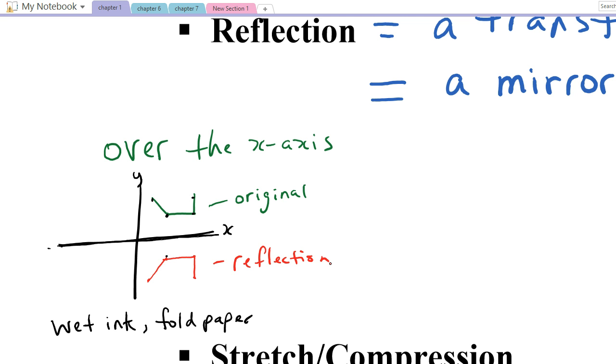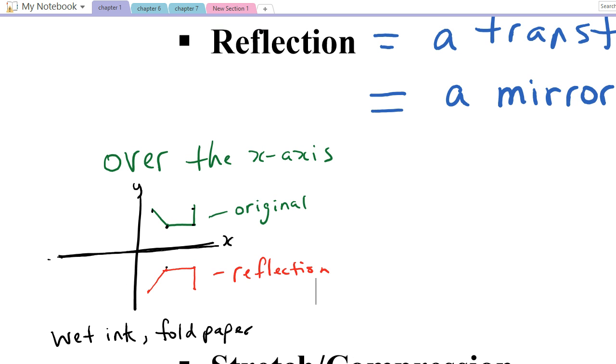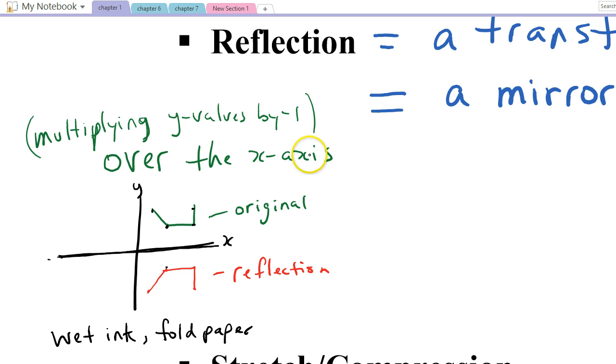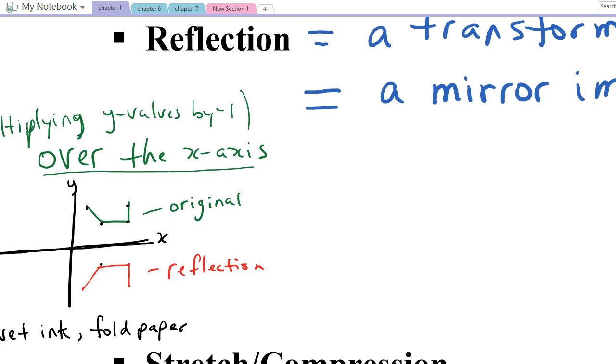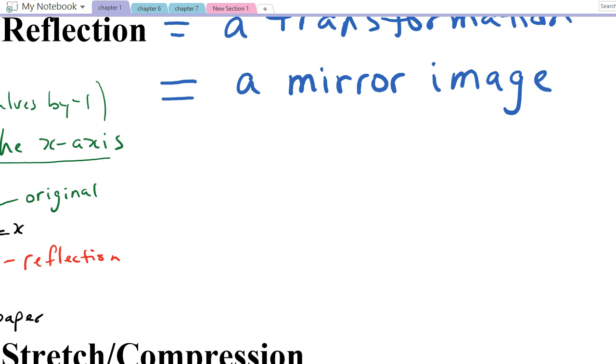What is happening when we reflect over the x-axis? Really what we're doing is multiplying our y values by -1. That's what reflecting over the x-axis looks like. The other one we could do is reflect over the y-axis.